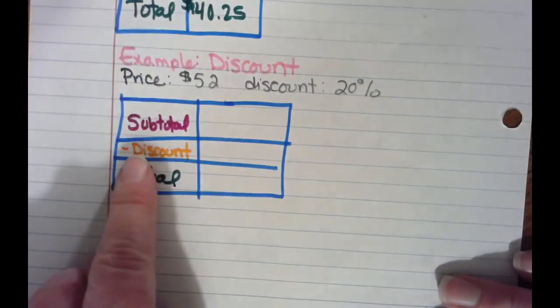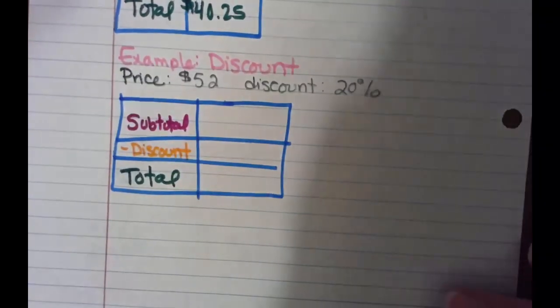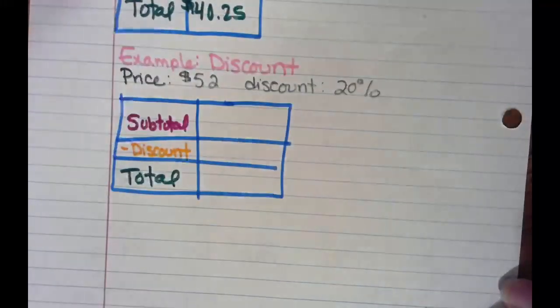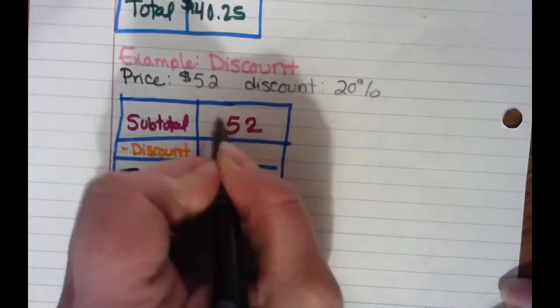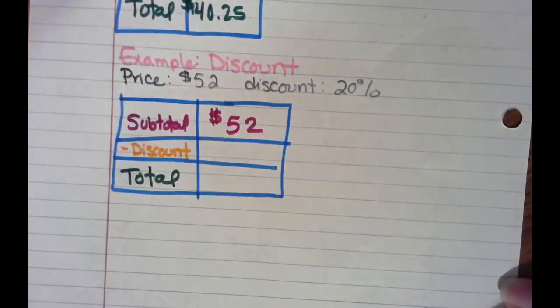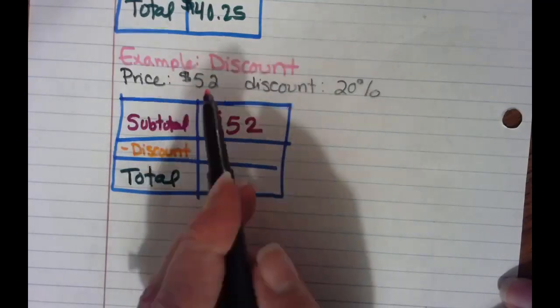Okay, and so I like to write that, subtract the discount, so that I can just remember. I'm taking the subtotal, I'm subtracting out the discount. What is the final amount? Okay, so $52 is my subtotal. Now the discount is 20% of the original.